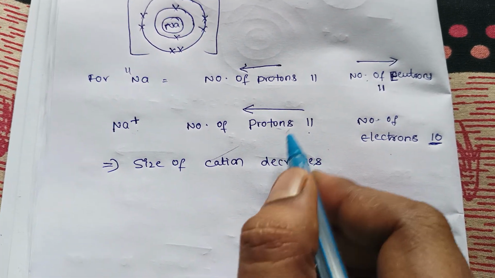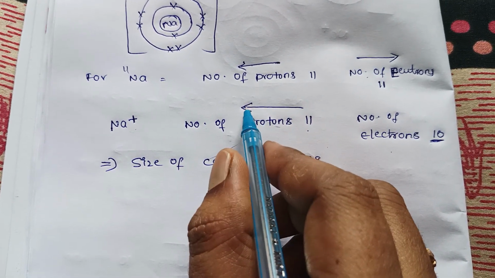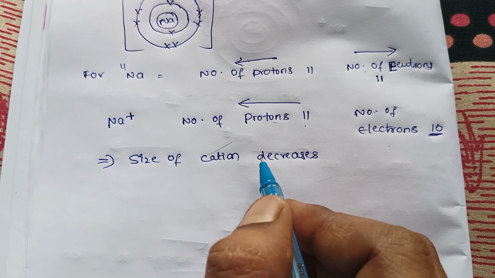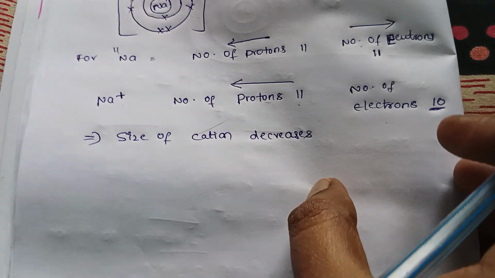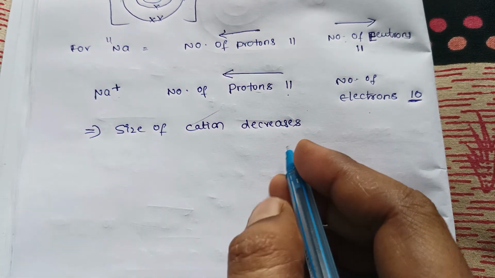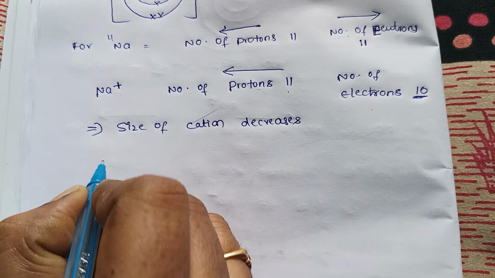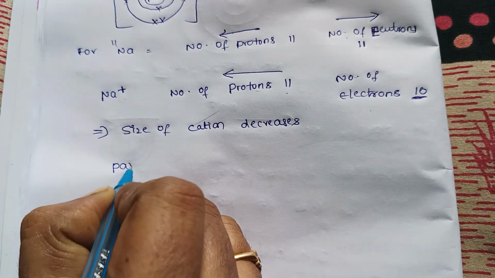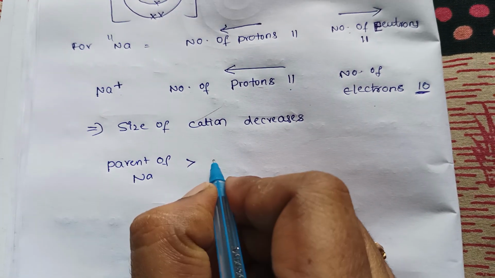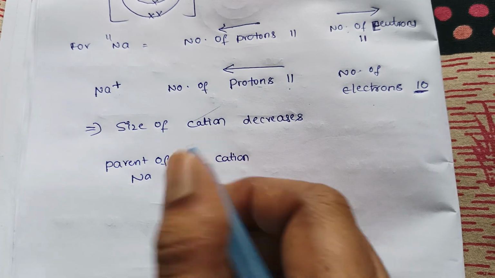Here protons are dominating. Whenever the electrons move towards the nucleus, the size decreases. The cation of sodium decreases. The ionic radius of sodium decreases. The sodium ion decreases. Here we conclude that the parent atom of sodium is greater than the cation or ion of sodium.